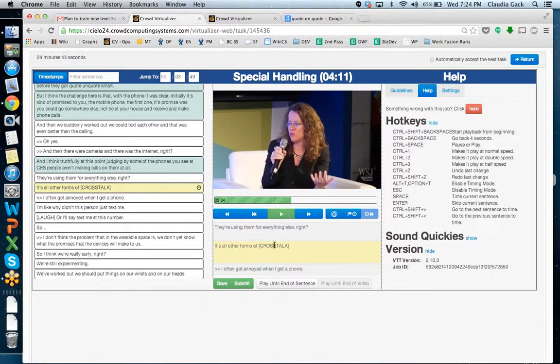I would not put in the crosstalk tag if everything is transcribed. I would only put crosstalk if it's not audible.